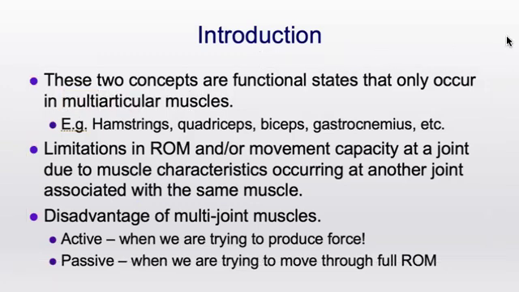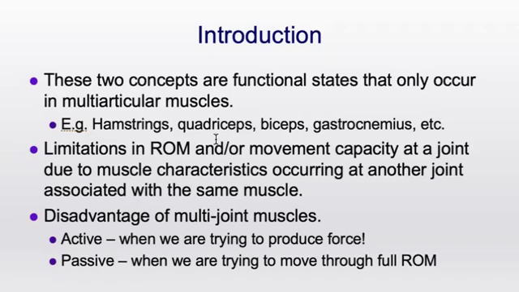If you think about the hamstrings, they cross the hip, and they also cross the knee. The gastrocnemius crosses the ankle, and it also crosses the knee. The biceps crosses the shoulder, and it also crosses the elbow. These are what we call multi-articular muscles, and because they cross multiple joints, they can have active and passive insufficiencies.